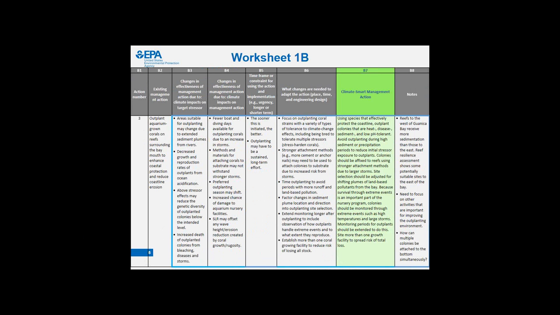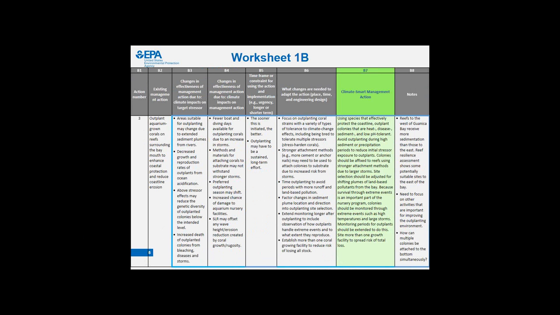And finally, sea level rise may offset any wave height or erosion reduction created by coral growth or rugosity. So if the corals are growing at a pace of, let's say, 10 centimeters a year for some of the fast-growing branching species, but the sea level is rapidly accelerating as well, there's a dynamic there where we may not get as much benefit as we would hope if the sea rises more quickly.